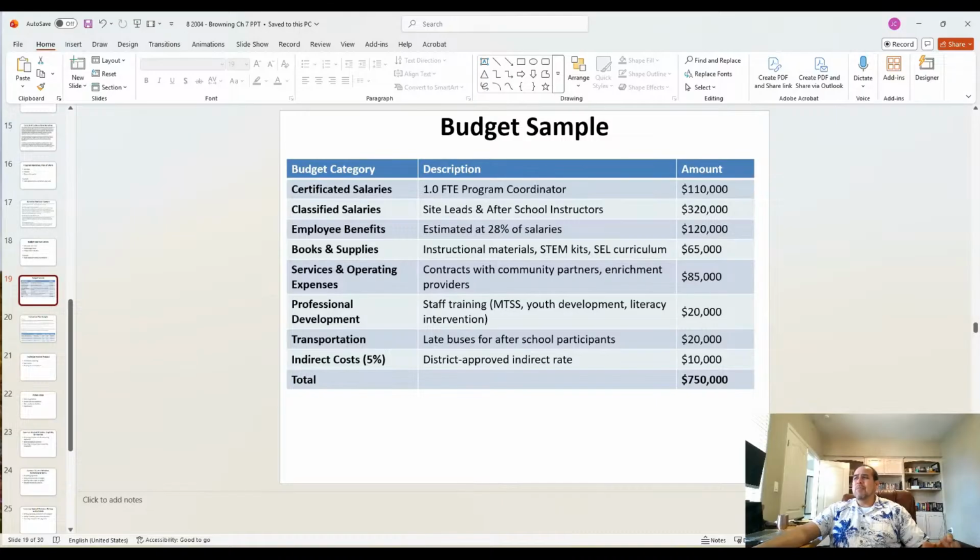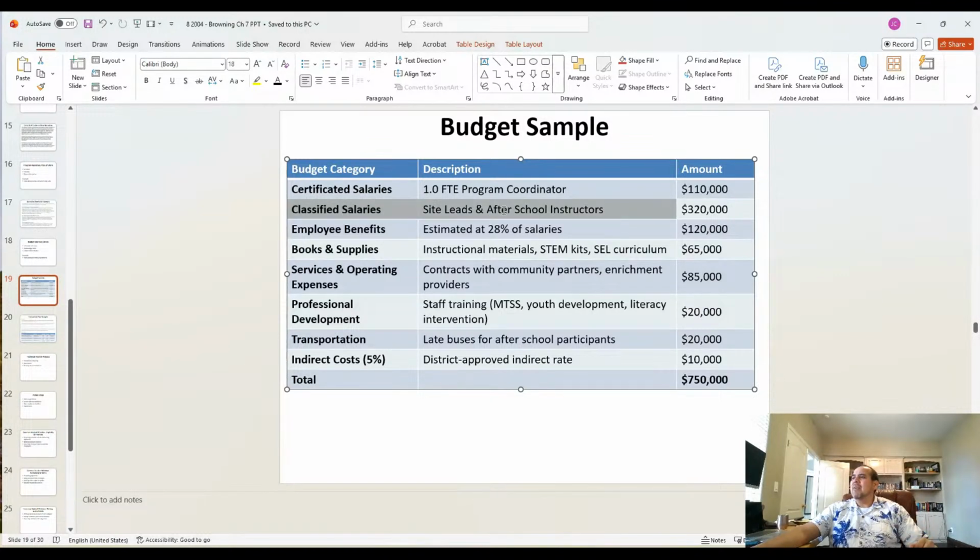Generally, the examples are much more detailed. Right here, we have certified salaries, right? 1 FTE, which is full-time equivalent. That just means you could have hired 2 people at half time or 4 people at a quarter time, but ultimately, you have to be able to count the FTEs. And this is going to be 110 for 1 FTE. Generally, you would put everybody's salary that's going to be involved in making that program happen.